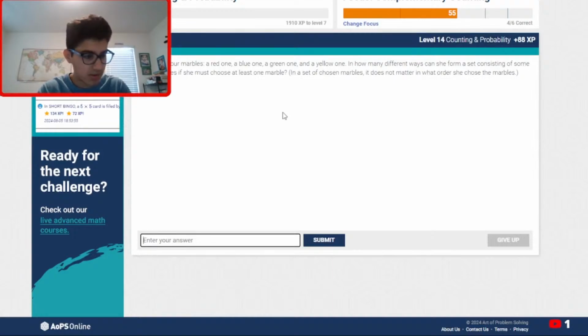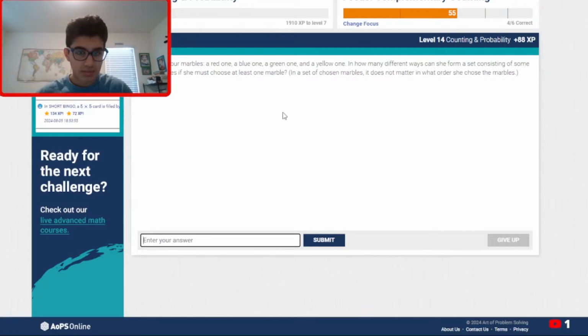Alyssa has 4 marbles, a red one, a blue one, a green one, and a yellow one. In how many different ways can she form a set consisting of some of the marbles if she must choose at least one marble? Wait, this seems weird again. It does not matter in what order she chooses the marbles. She must choose at least one marble.